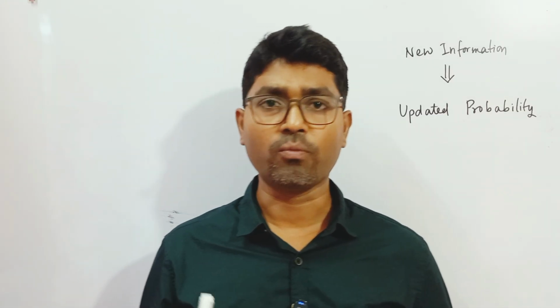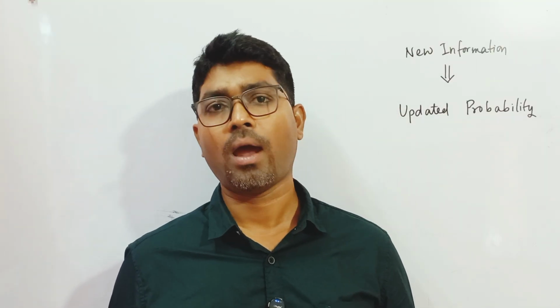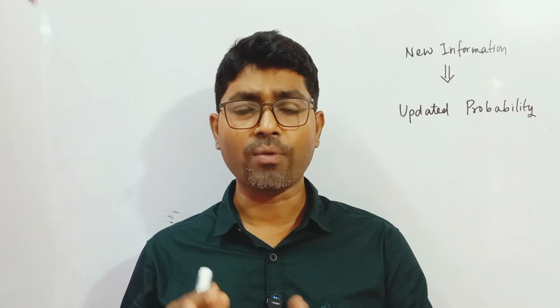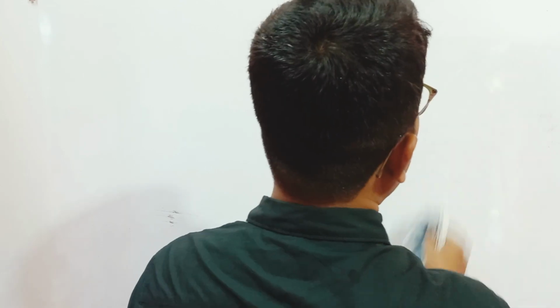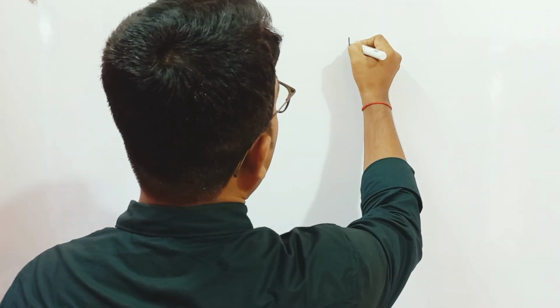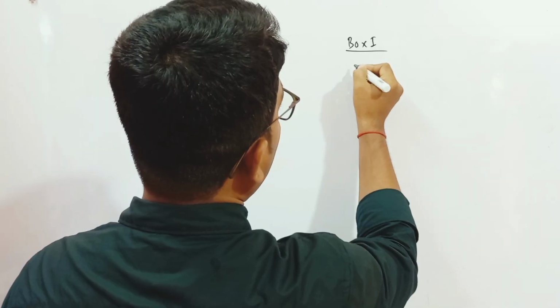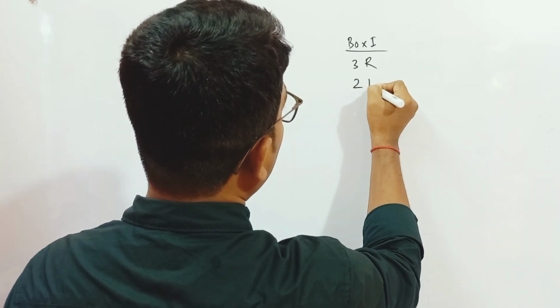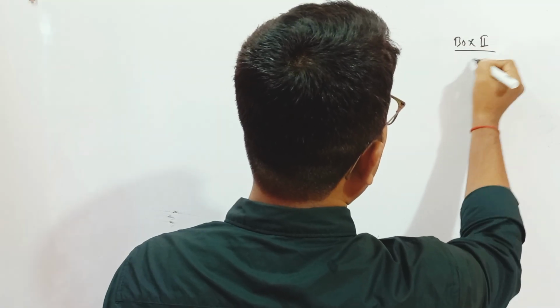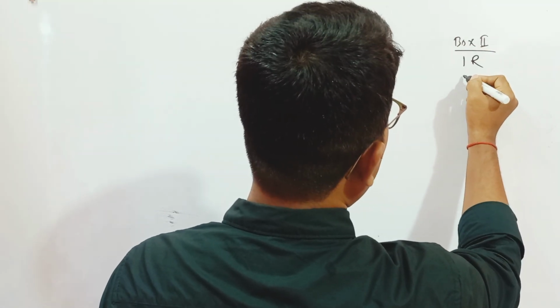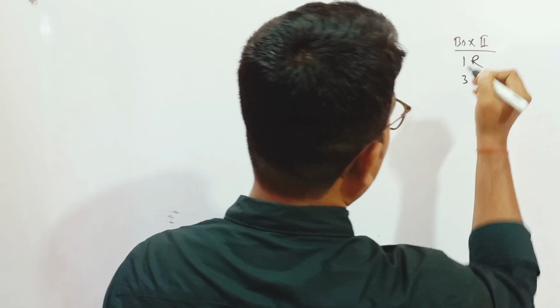Before learning the formula of Bayes theorem, understand one idea. Bayes theorem helps us update probability when new information becomes available. So let us consider one example. Suppose we have two boxes, say box 1 which has 3 red balls and 2 blue balls, and box 2 which has 1 red ball and 3 blue balls.